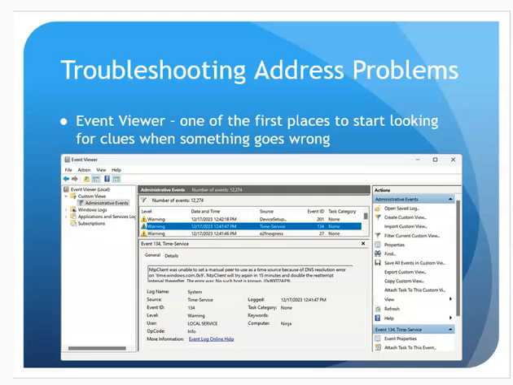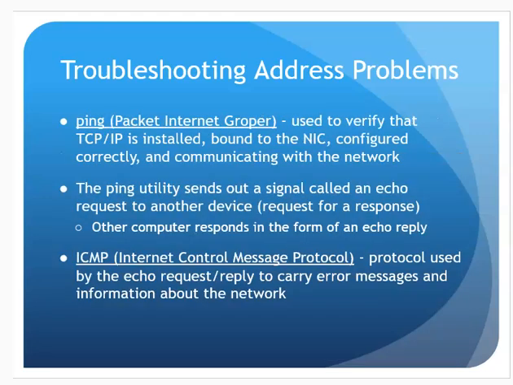All right, CNT120, Chapter 3, we're in the last section. We're talking about troubleshooting addressing problems. One of the first things we do is look at Event Viewer. This will show us if we have duplicate IP addresses or IP addressing problems in the network. This would be helpful for troubleshooting that.